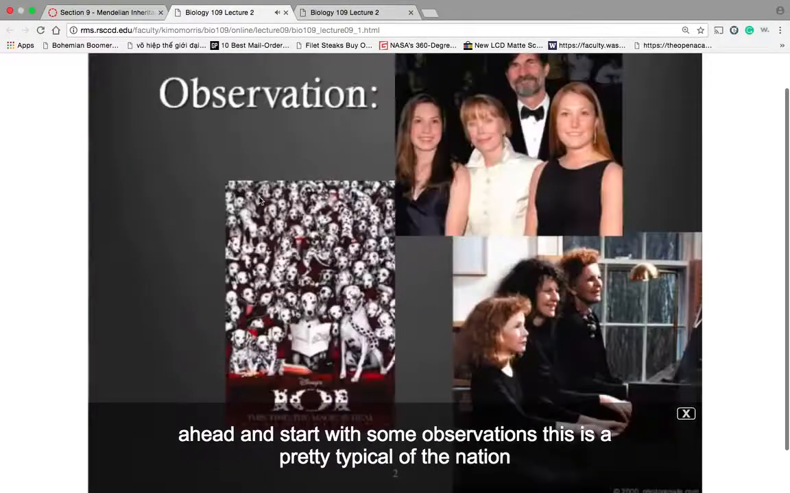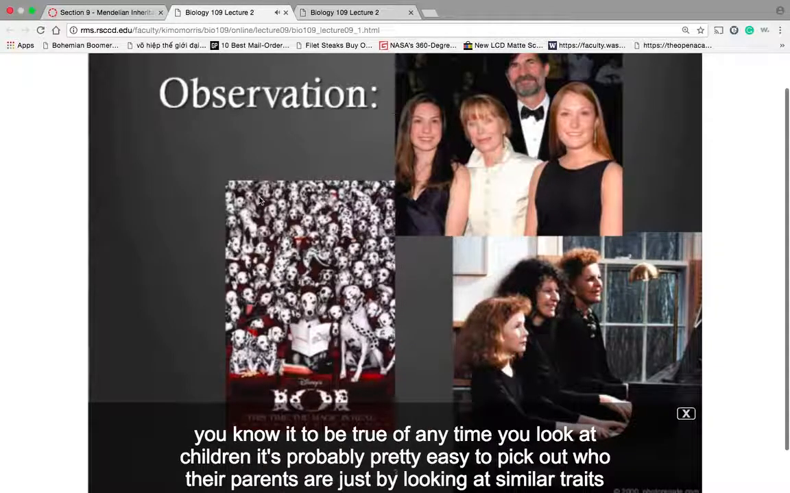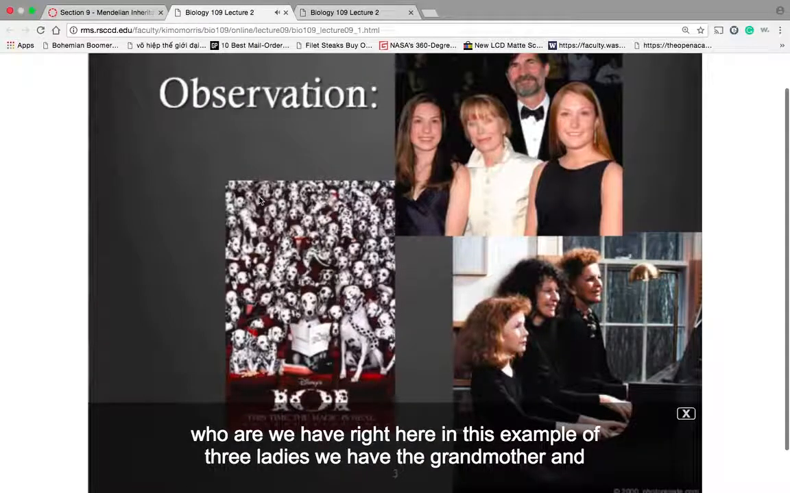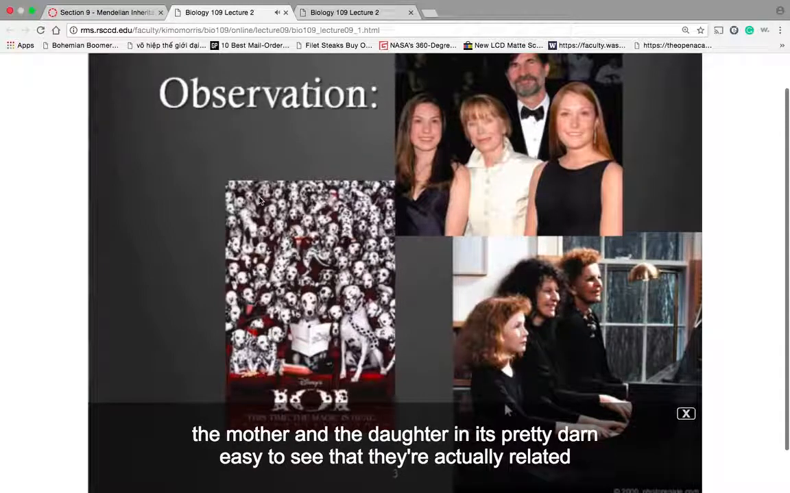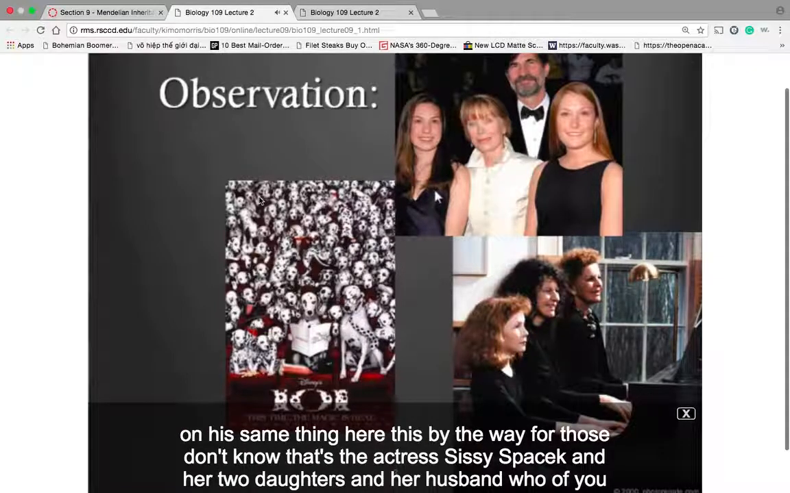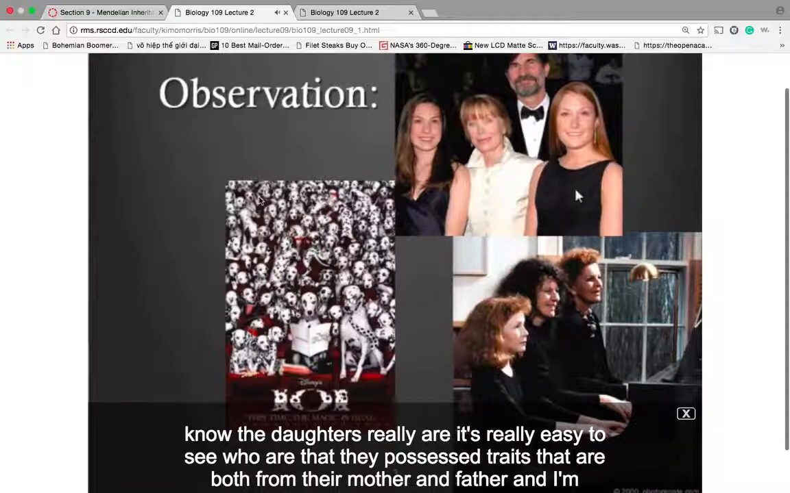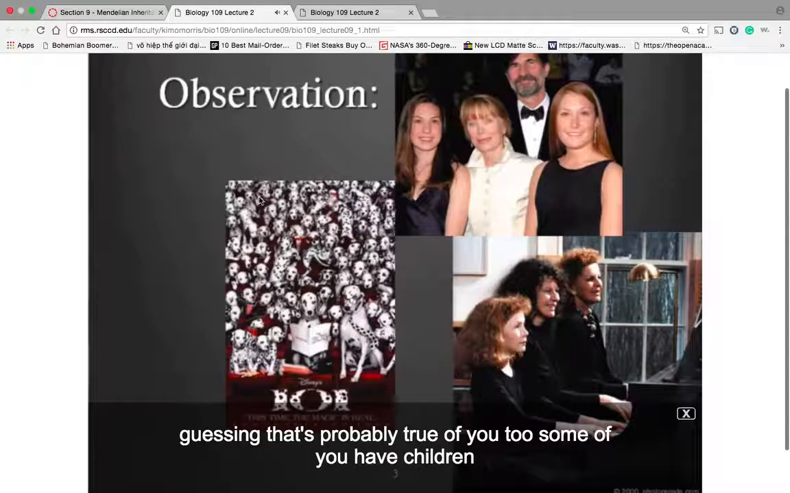So let's go ahead and start with some observations. This is a pretty typical observation. You know it to be true. Anytime you look at children, it's probably pretty easy to pick out who their parents are just by looking at similar traits. We have right here in this example three ladies, right? We have the grandmother, the mother, and the daughter, and it's pretty darn easy to see that they are actually related. Same thing here. This, by the way, for those that don't know, is the actress Sissy Spacek and her two daughters and her husband. It's really easy to see that the daughters possess traits from both their mother and their father, and I'm guessing that's probably true of you too.